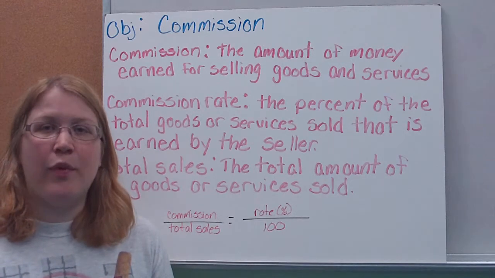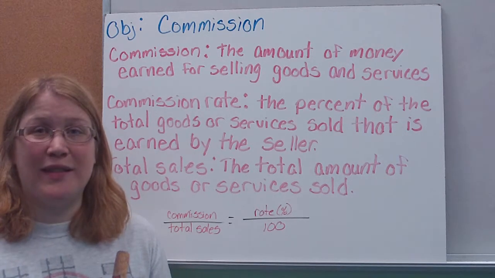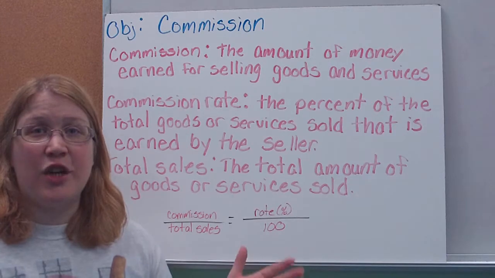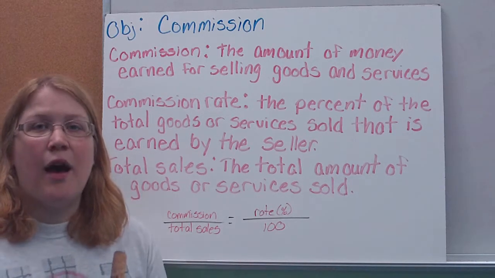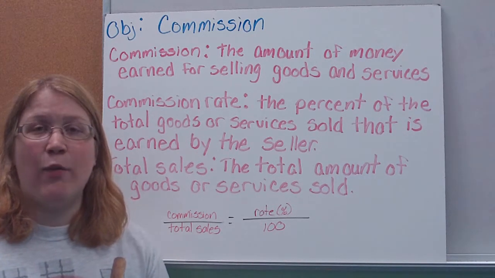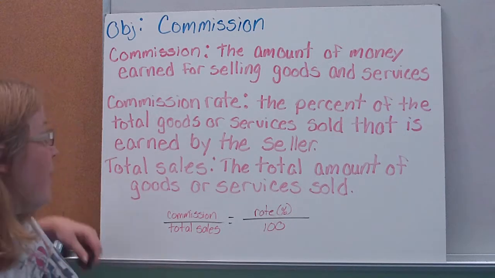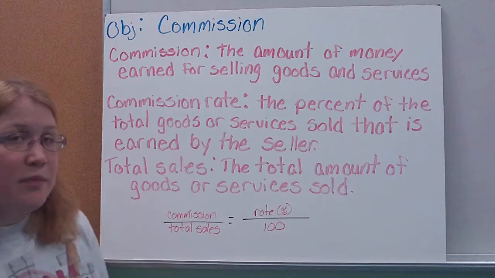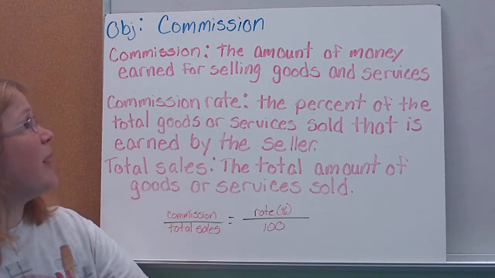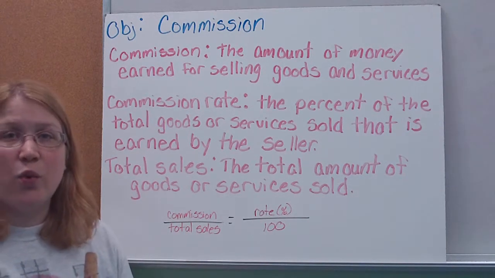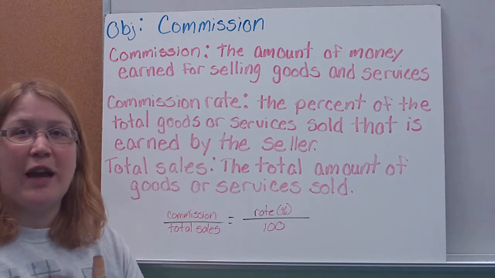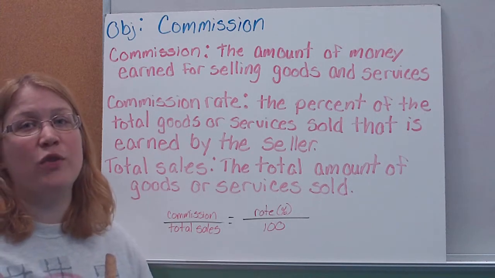The most common example would be realtors, people who sell houses. They make a certain percentage of how much the house costs. A lot of car dealerships work the same way. You get a percentage of the cost of the car that you sold. That's what we call commission. So commission is the amount of money earned through selling goods or services. So this is one of those you need to have motivation jobs because the better you sell, the more money you're going to make.